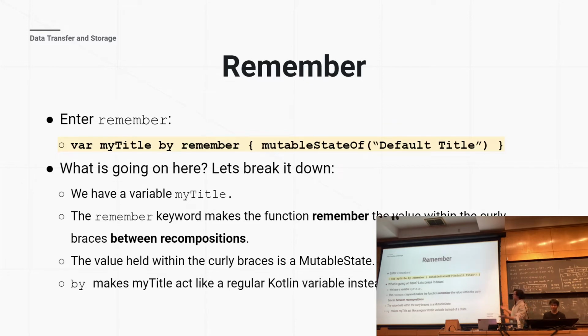So to break down this line, we have our variable myTitle. The remember keyword, again, remembers its value within the curly braces. And between it, we have a mutable state. The by also makes it so that myTitle acts like a regular common variable instead of a state. So now, whenever myTitle is changed, it will act like a mutable state.